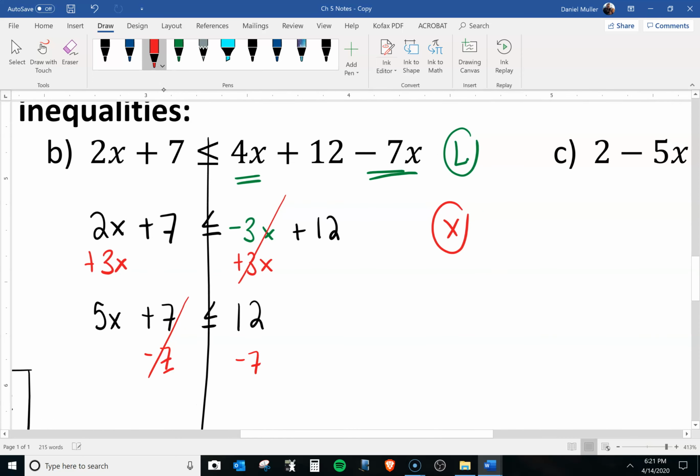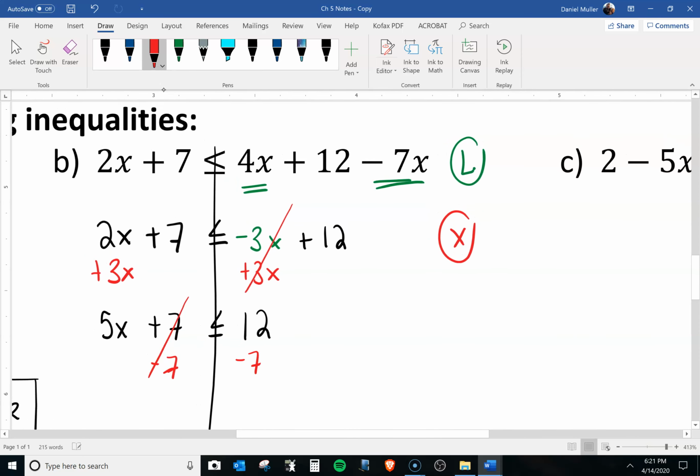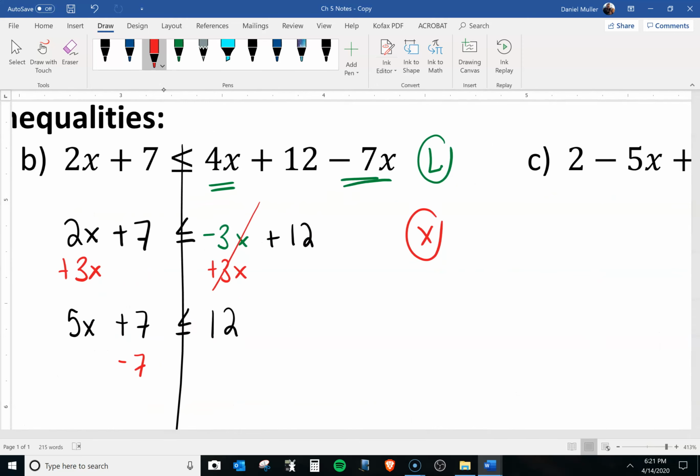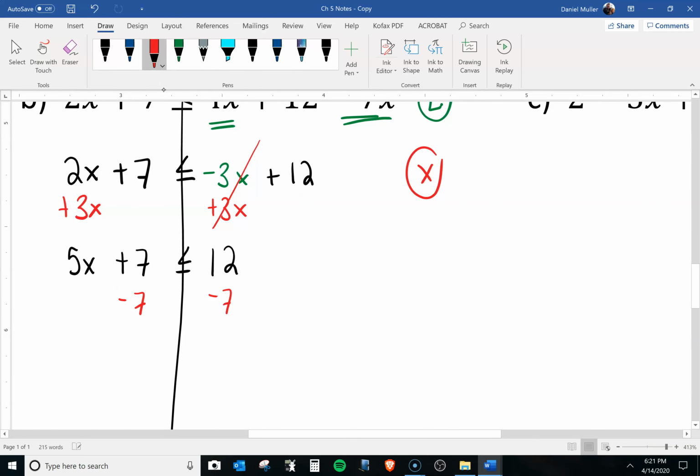12 minus 7 will be 5. So I'm going to have to rewrite that again, obviously. So there's minus 7 and cross those out. 12 minus 7 is going to be 5. There's that symbol, and then we have a 5x. Now that says 5 times x, so I will divide by 5 to get rid of it.